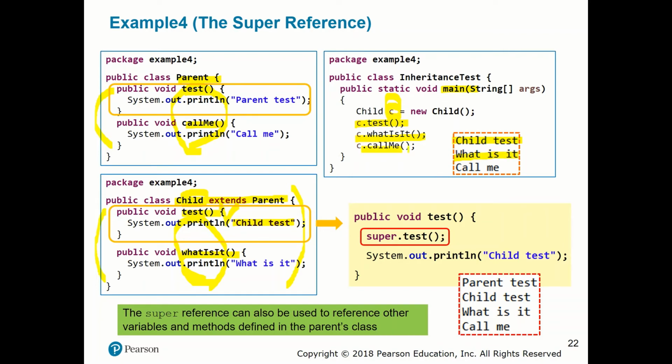And see that call me. Computer sees if call me method is in the child class, but there is no call me method in the child class. Then computer goes up to the parent class to see if the parent class has call me method. This time parent class has call me method, so call me is printed out. I think you completely understood this code.